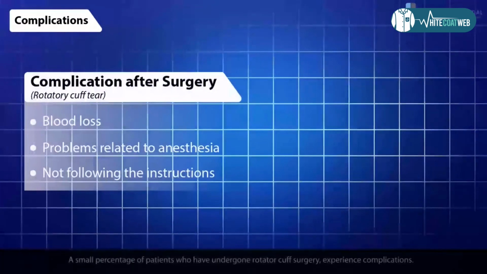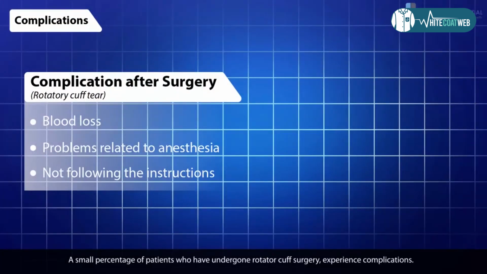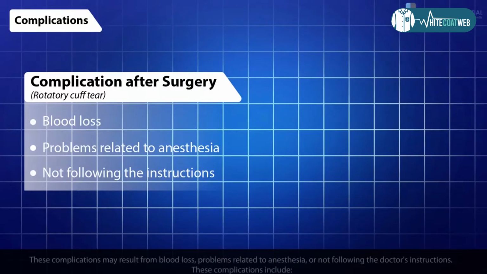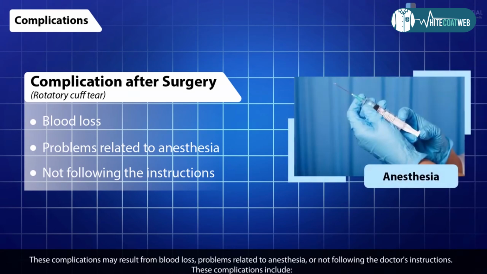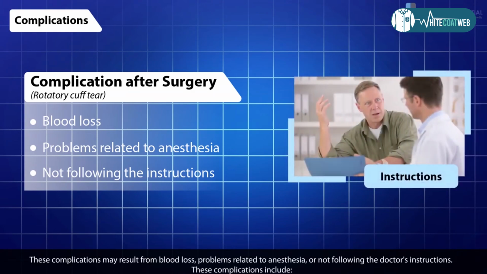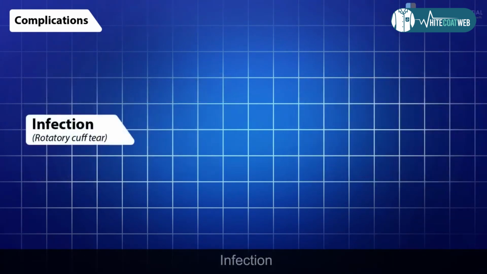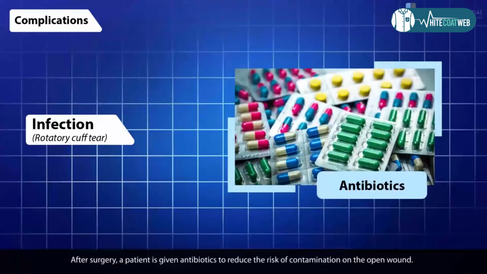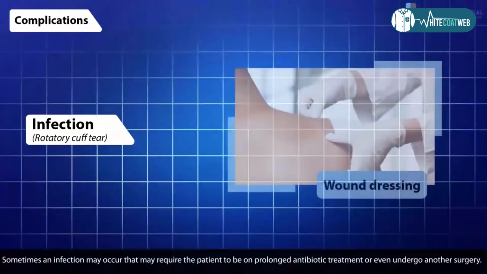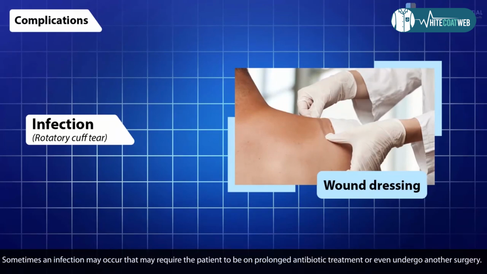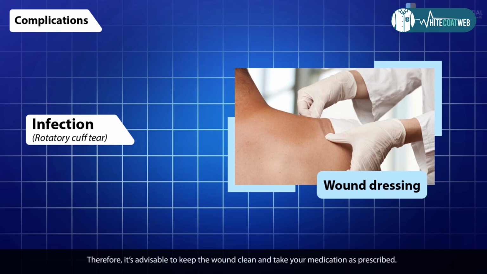Complications. A small percentage of patients who have undergone rotator cuff surgery experience complications. These complications may result from blood loss, problems related to anesthesia, or not following the doctor's instructions. These complications include infection. After surgery, a patient is given antibiotics to reduce the risk of contamination on the open wound. Sometimes an infection may occur that may require the patient to be on prolonged antibiotic treatment or even undergo another surgery. Therefore, it's advisable to keep the wound clean and take your medication as prescribed.